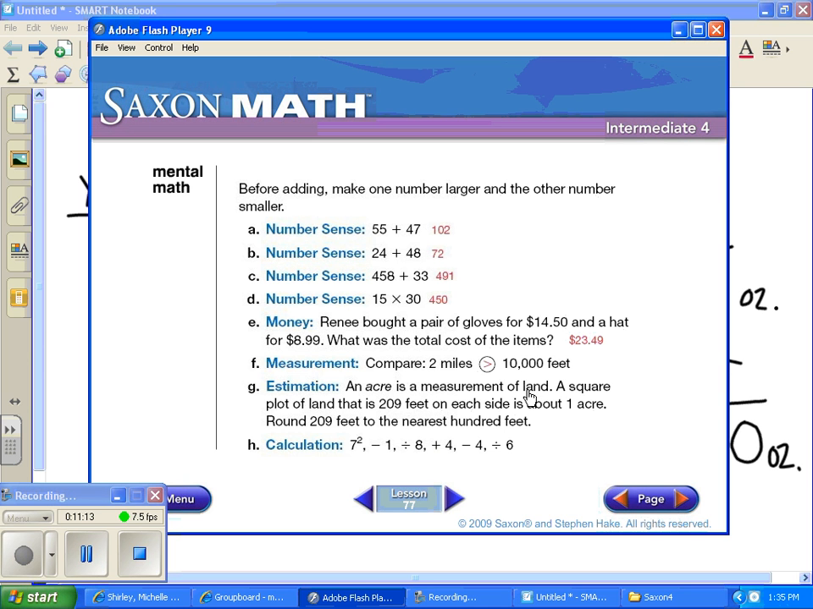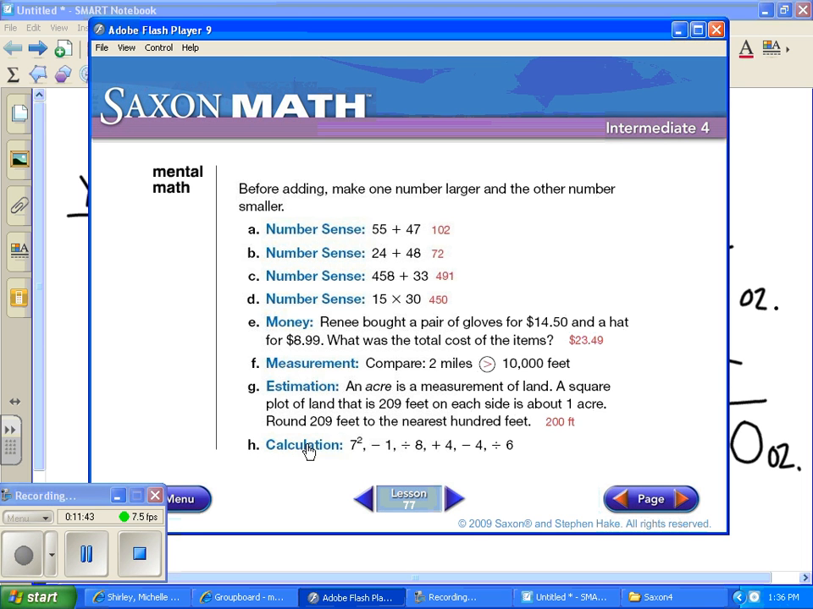Okay, estimation. An acre is a measurement of land. We hear that a lot around here with farmland. A square plot of land that is 200 feet on each side is about 1 acre. 209 feet. Round 209 feet to the nearest 100 feet. Okay, so we would underline hundreds place and then look at the 0. The 0 tells the 2 to stay the same, so it comes down as a 2. Everything else pops down as 0, so that's 200 feet.